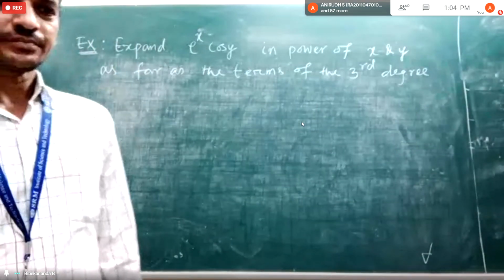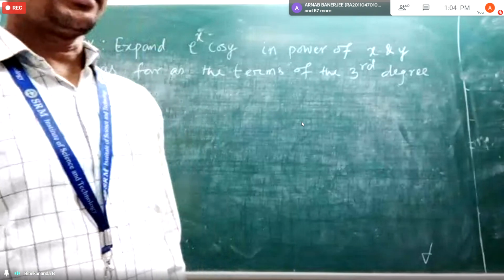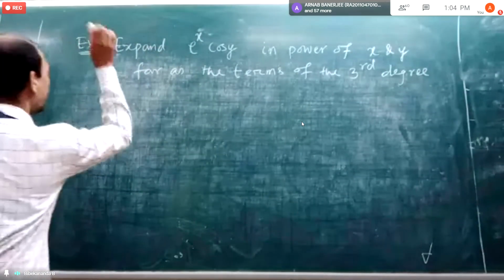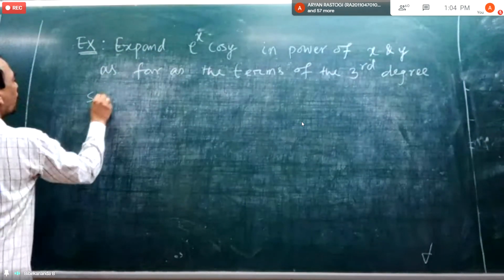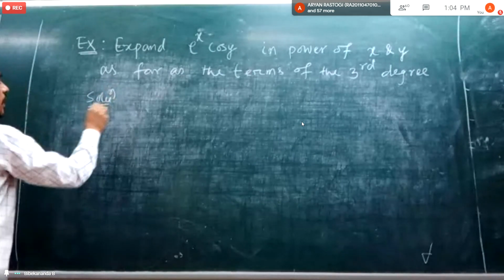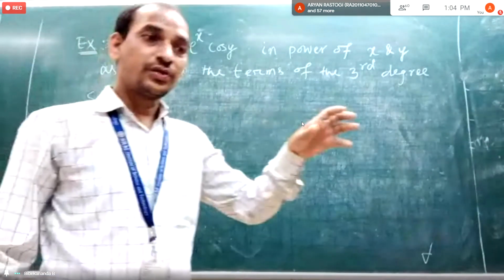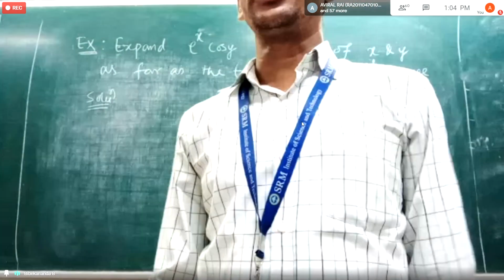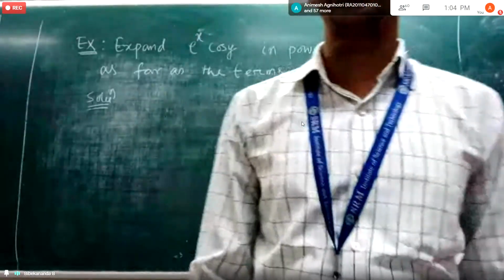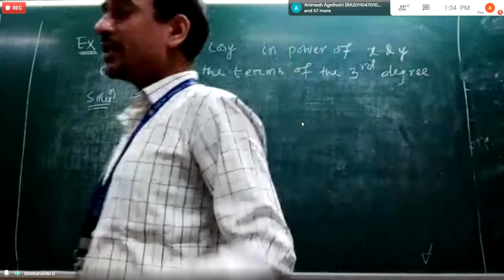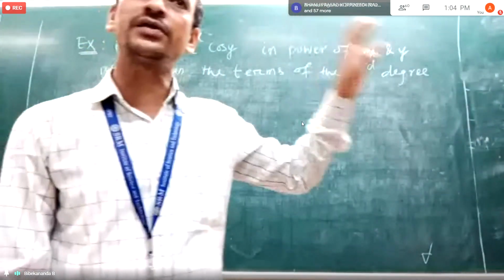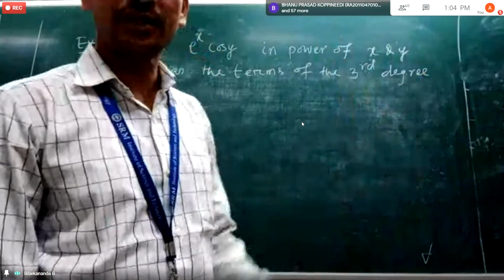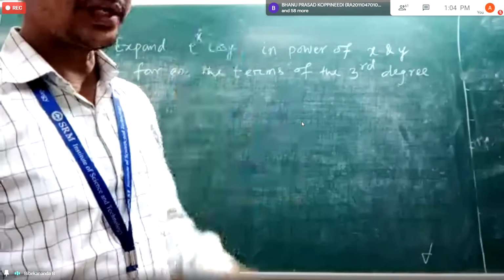Okay. Now this is your question. In this question we have to identify the terms which we are using in the Taylor series expansion formula. What are the things we need to find a Taylor series expansion of a given function?